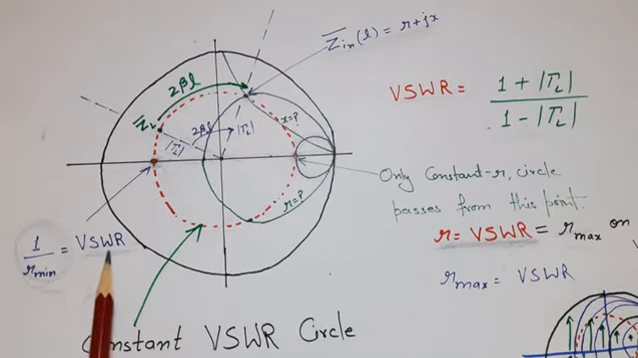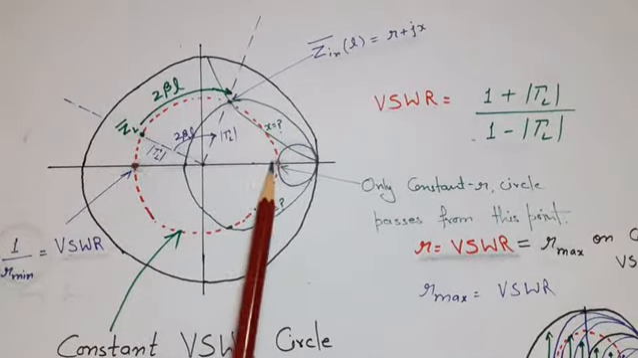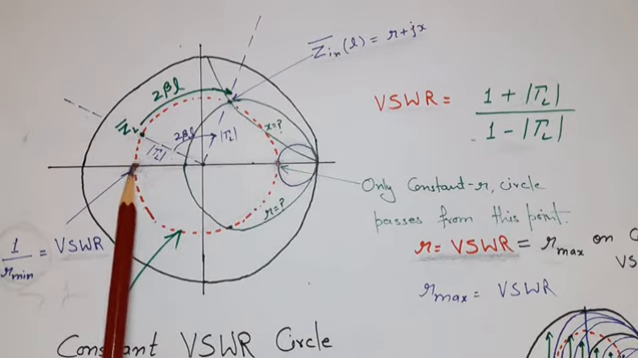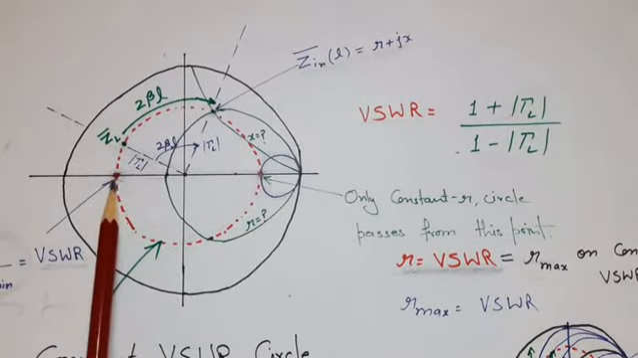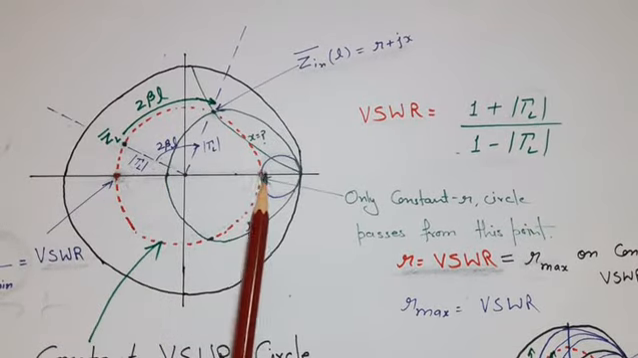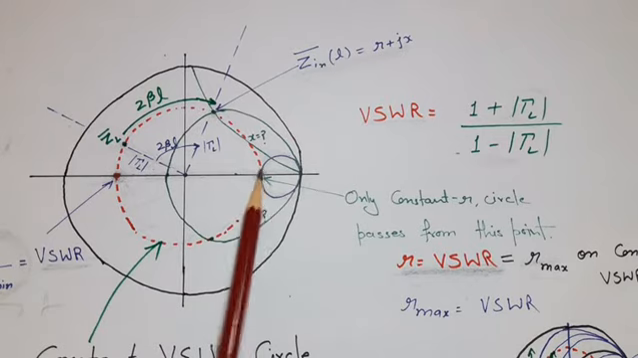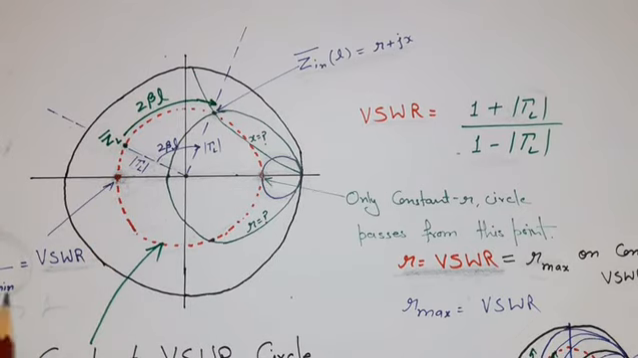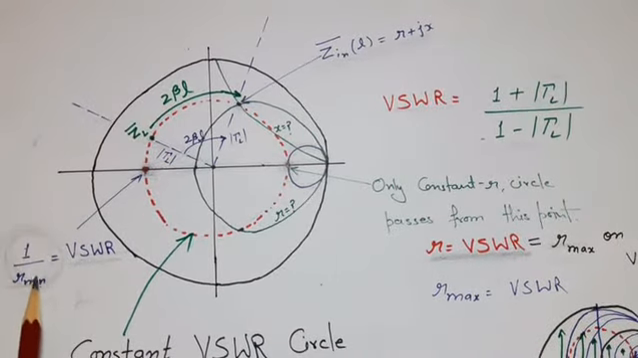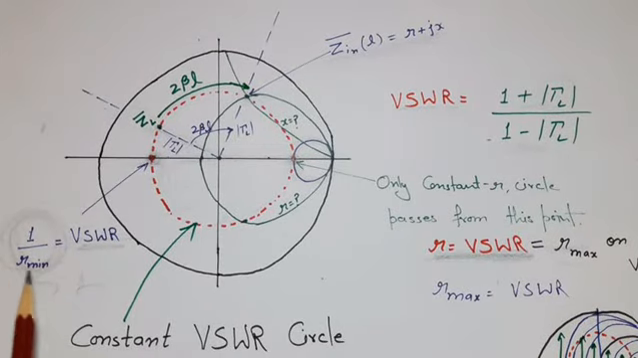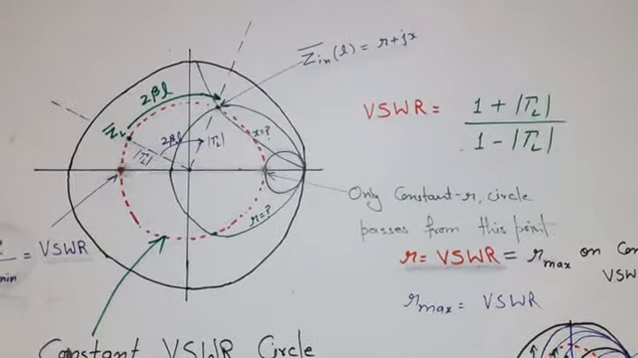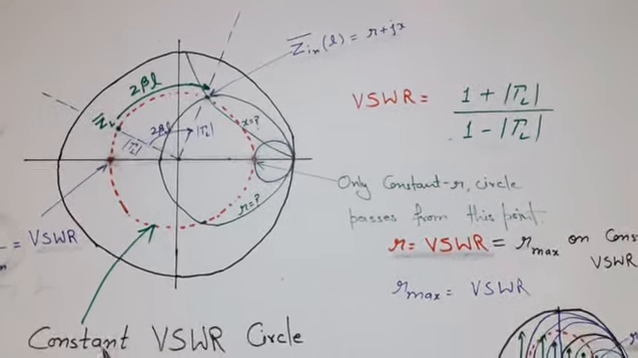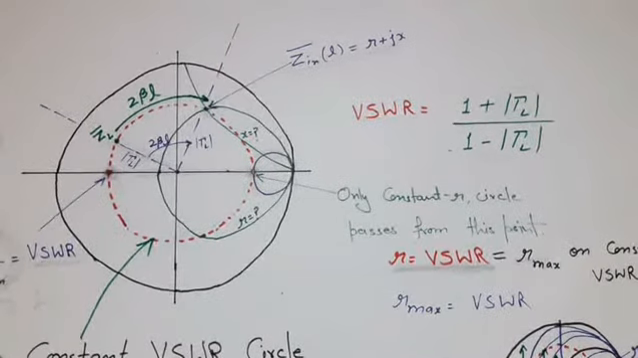Therefore we can find VSWR by knowing either the constant R circle corresponding to this point or the constant R circle corresponding to this point. If we know the constant R circle corresponding to this point, then just that value of the constant R circle will give the VSWR, and if we know the constant R circle value corresponding to this point, then we have to take the inverse of that constant R circle value to get the VSWR. So friends, in this way we have learned how to find reflection coefficient, input impedance and VSWR by using the Smith chart. We stop here. In the next lecture we will learn some impedance matching techniques.